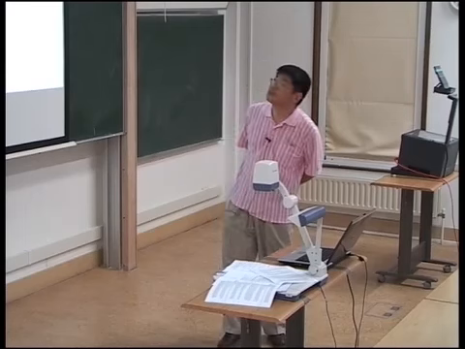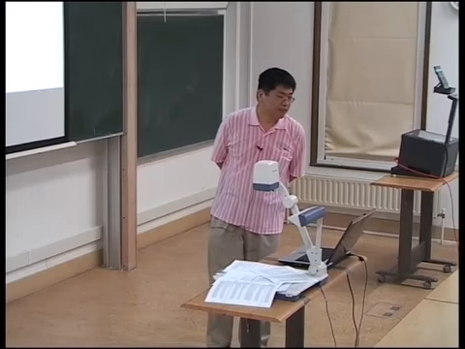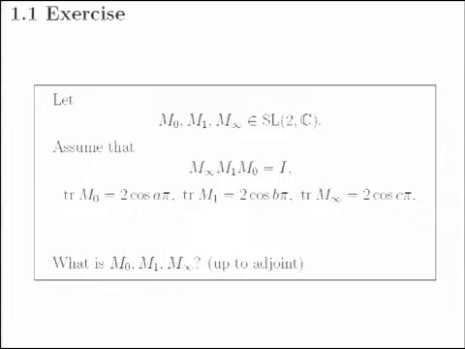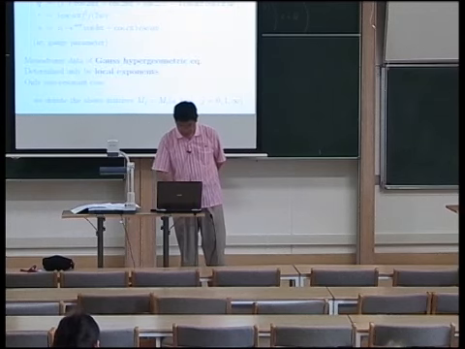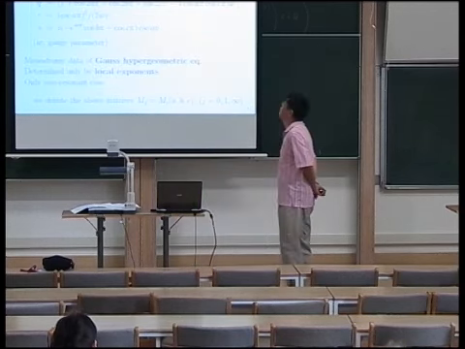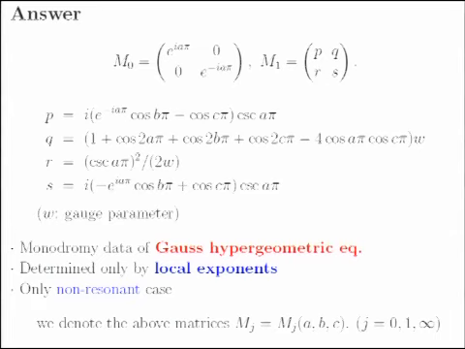It's a simple exercise for a freshman course on linear algebra. Take three 2x2 matrices with determinant equal to 1, whose product is equal to 1, and give the traces. Then what are M0, M1, M infinity? This is the simple exercise, so you can solve this problem very quickly. M0, M1 is like this. M1 is complicated, but like this. And M infinity can be determined by M0 and M1.